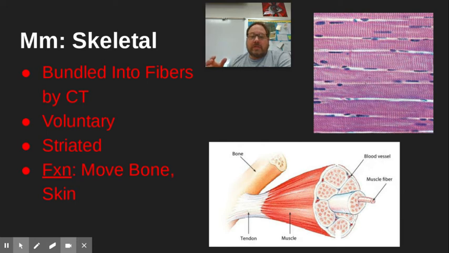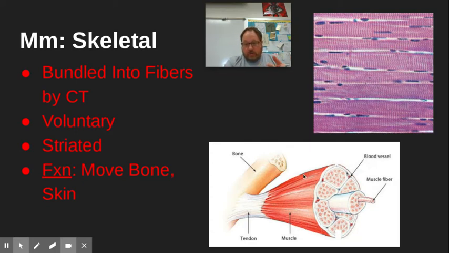Skeletal muscle is so named because it attaches to the skeleton, generally speaking. So muscles will attach to the skeleton, and then what they'll do when they contract is either move the skeleton, move bone, or there are some muscles that contract the skin, and when they do that, it allows you to move the skin.